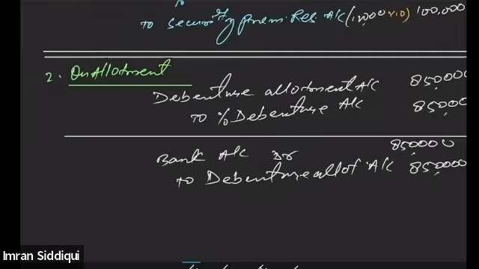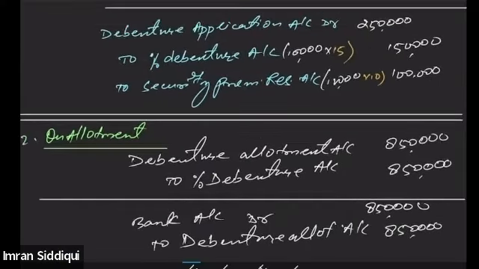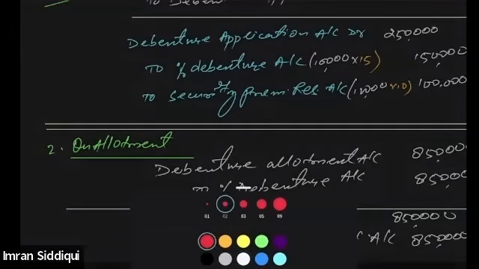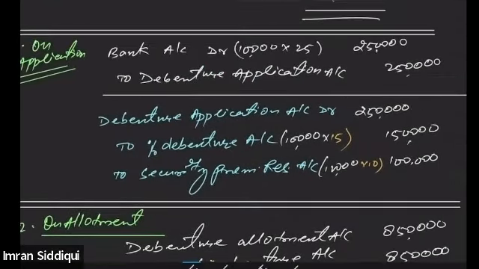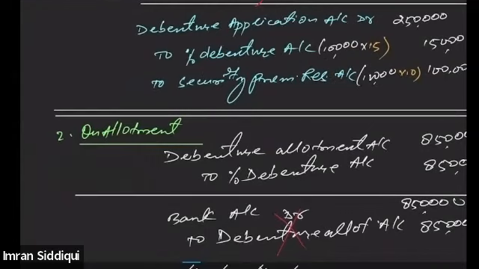Yes, so clear. Okay. But the thing is that this question requires us to prepare the cash book also. Right? You can see you are required to pass the journal entry and prepare the cash book. So since it requires us to prepare the cash book, that means we are not required to pass the entry for the receipt of application and the allotment. So these entries are not required. However, since you are practicing, I just passed these entries, but you have to keep in mind that because we need to prepare the cash book, we don't have to pass these entries. Only two entries will be done.